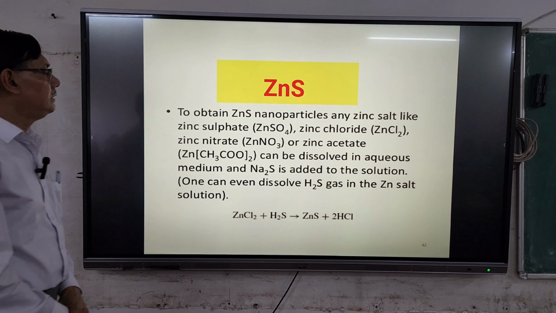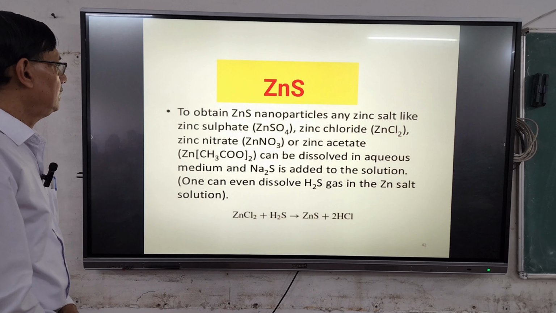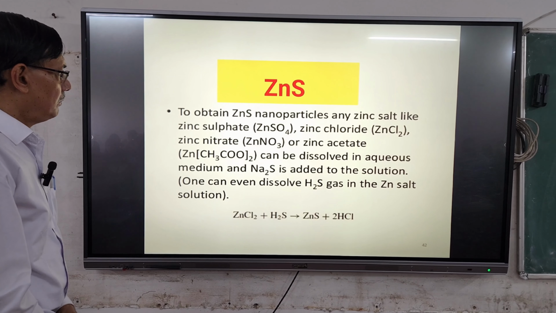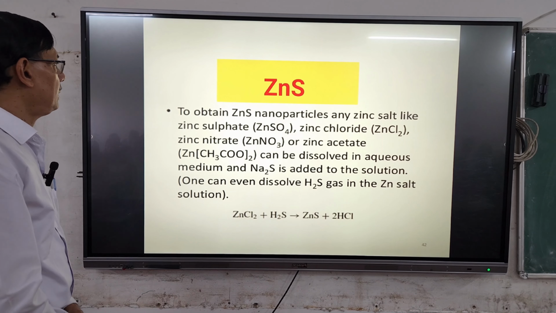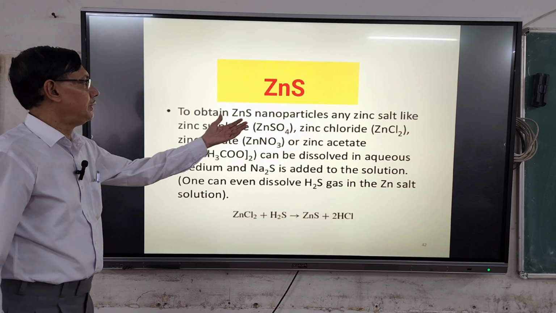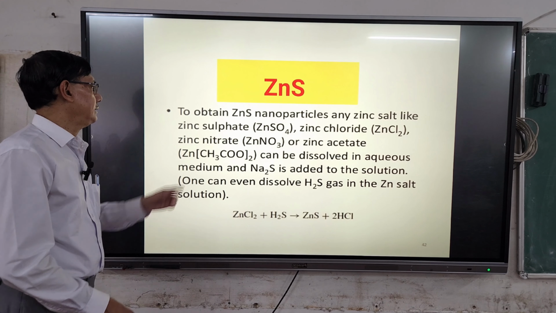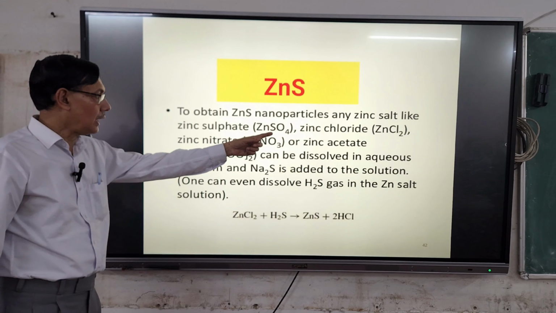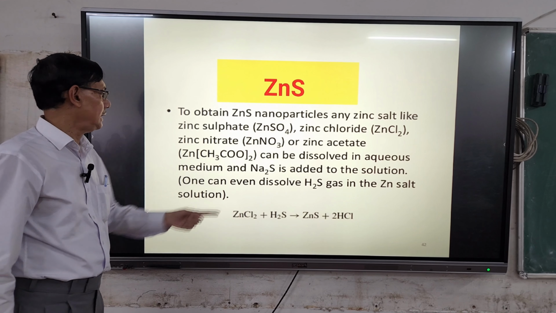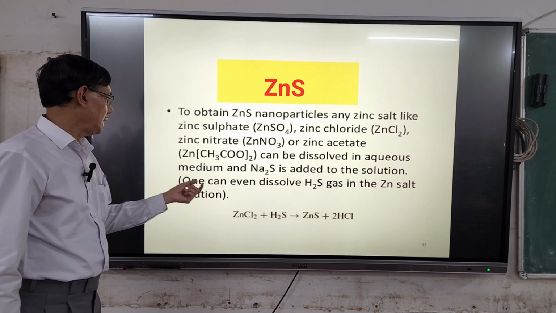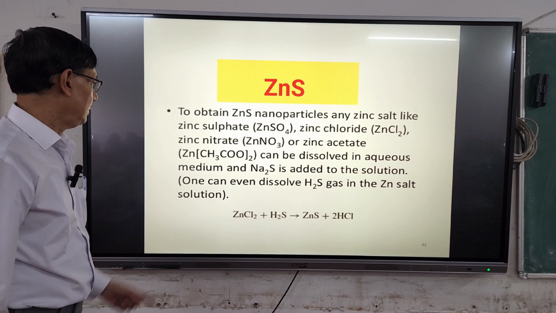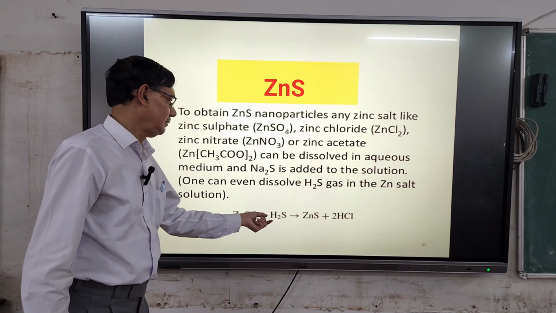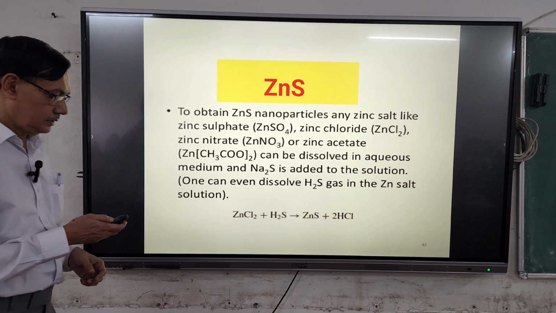Zinc sulfide is also very important, but it is not at all very difficult to prepare. To obtain zinc sulfide nanoparticles, any zinc salt like zinc sulfate, zinc chloride, zinc nitrate or zinc acetate can be dissolved in aqueous medium, and Na2S is added to the solution. One can even dissolve H2S gas. That is a very simple method.